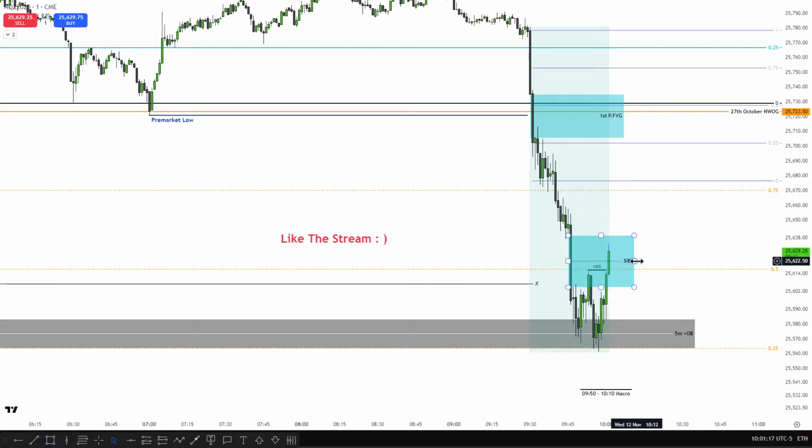Okay, I want this to become an inversion gap, and then this market structure shift candle will also be a breaker block and a fair value gap here. But I'd rather this get left as a breakaway gap, and it just trades higher.